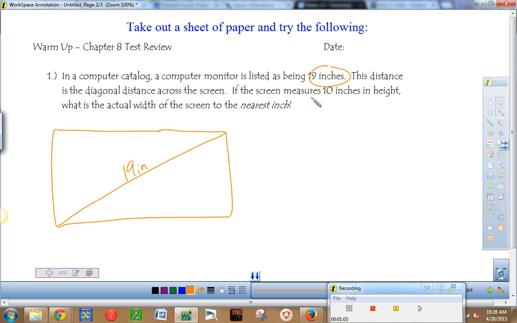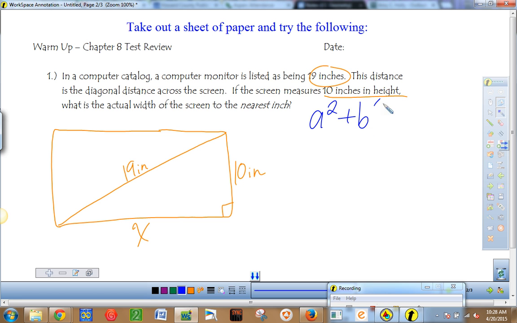Okay. If the screen measures 10 inches in height, so that goes in. What is the width? You have to do the little Pythagorean theorem, right? A squared plus B squared equals C squared. Which letter is the most important? C, which is the 19, which is the hypotenuse, the one across from the right angle.